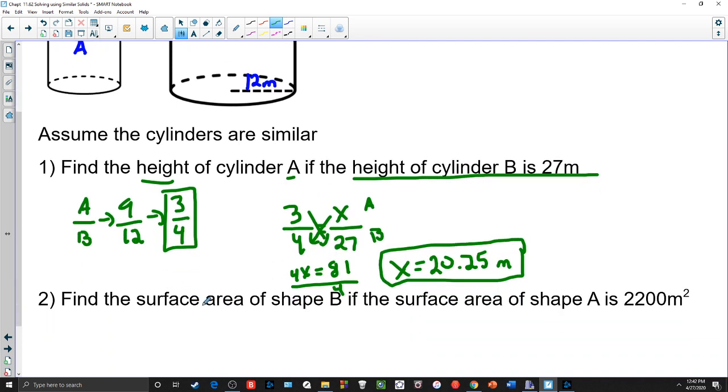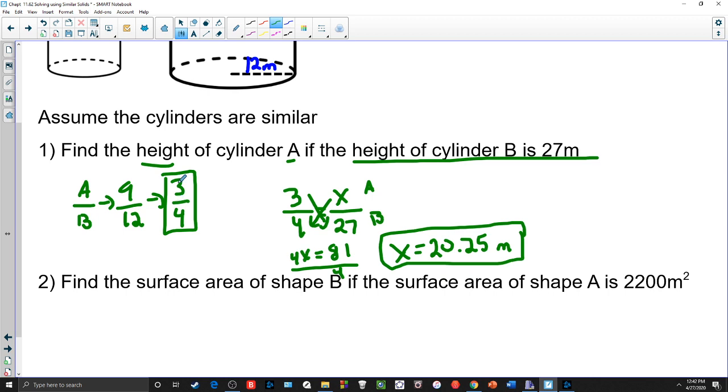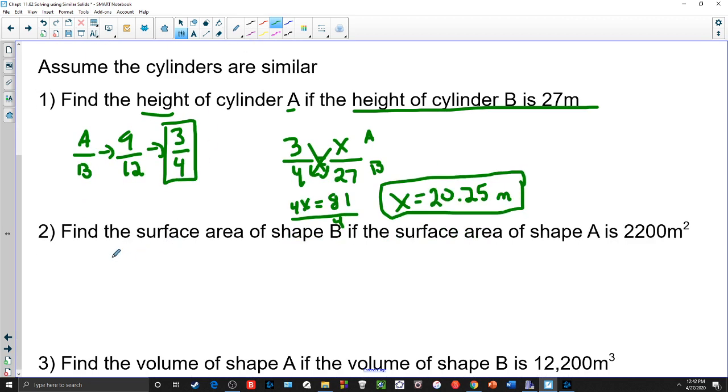So the next one here says find the surface area of B if the surface area of A is 2200 meters squared. Well, if I'm dealing with the same cylinders, that means I can use the same scale factor. So 3 over 4 still. But if it's area, before I set up my fraction, I'm going to have to square this part here. So if it's area, you square the scale factor first, and then you set it equal to your area fraction. And again, I'm still going with A over B here.